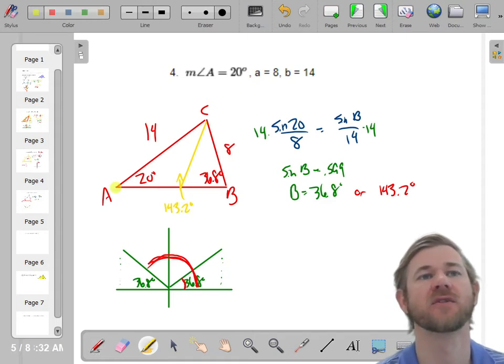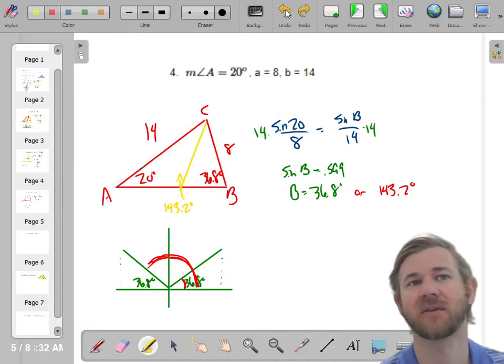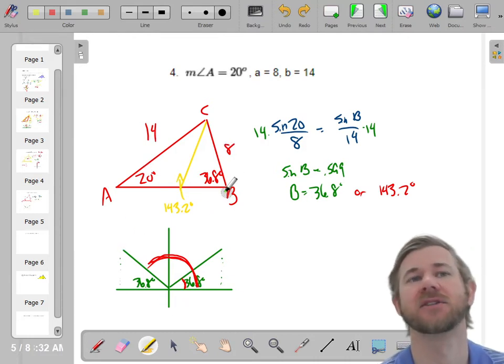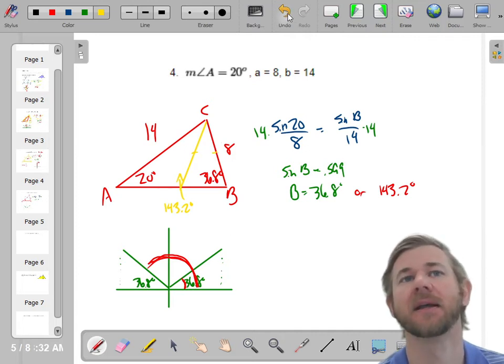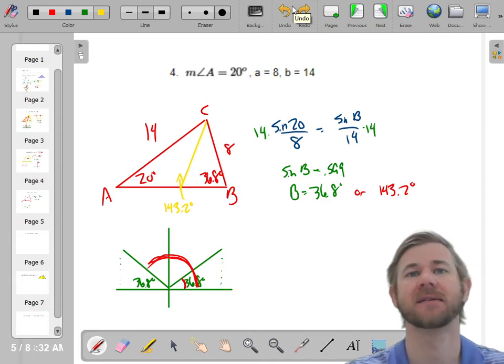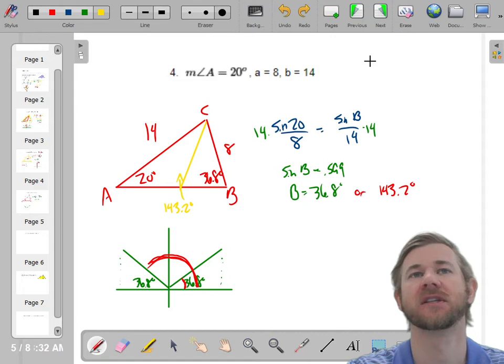So again, you have two different triangles. It could look like this, or it could look like this, but there are two answers that fit this criteria. We still have angle side side, that is true. But in this case, there are two different triangles you can draw. So this is the ambiguous case. B could fit. You could have 143.2 or 36.8.